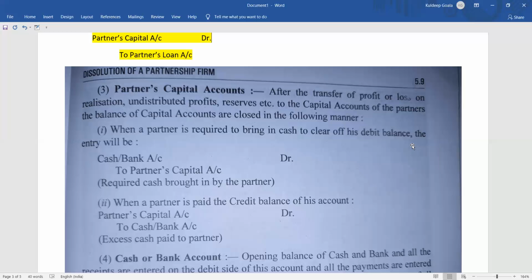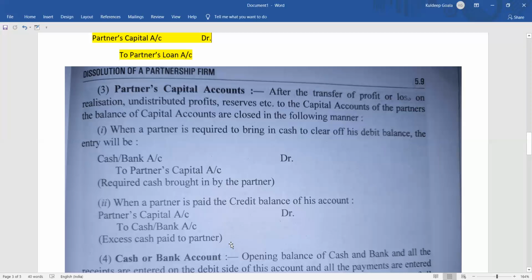How will it be given this time? It will be given by closing the capital. No need to keep the money anywhere, so the capital will be closed down. That is why partners capital will be debited. Partners capital account debit to कैश और बैंक अकाउंट. उसका पार्टनर का कैपिटल बंद कर दिया हम लोगों ने डेबिट करके, और कैश और बैंक क्रेडिट कर दिया. That is why partners capital account debit to cash and bank account.